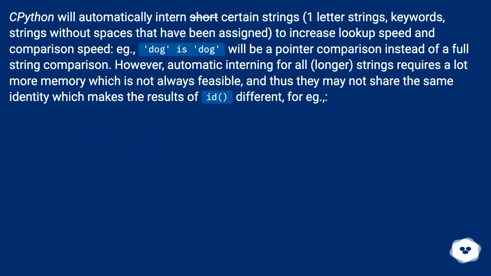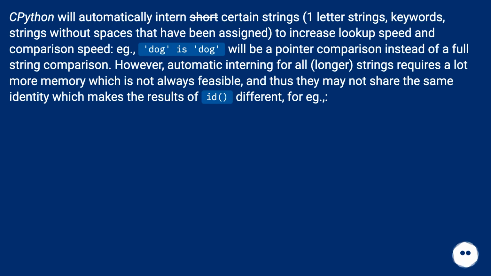Python will automatically intern certain short strings: one-letter strings, keywords, and strings without spaces that have been assigned, to increase lookup speed and comparison speed. For example, 'dog' is 'dog' will be a pointer comparison instead of a full string comparison. However, automatic interning for all longer strings requires a lot more memory, which is not always feasible, and thus they may not share the same identity, which makes the results of id different.